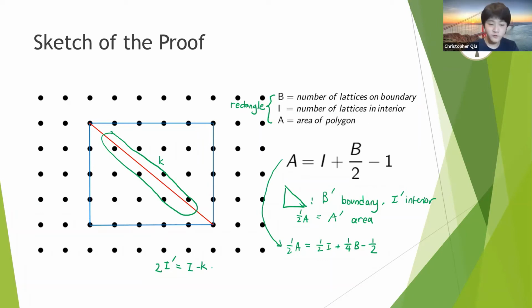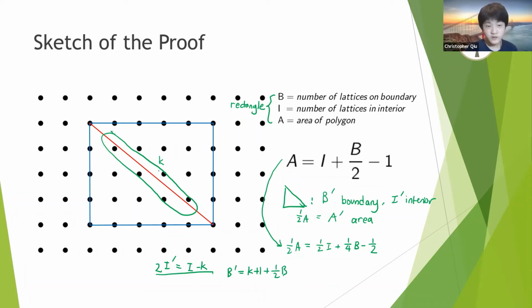And we can get another equation. We can find that B prime, the number of boundary points on this triangle, is equal to K plus 1 plus half of B. And so why is this true? B prime is the number of boundary points on this triangle.